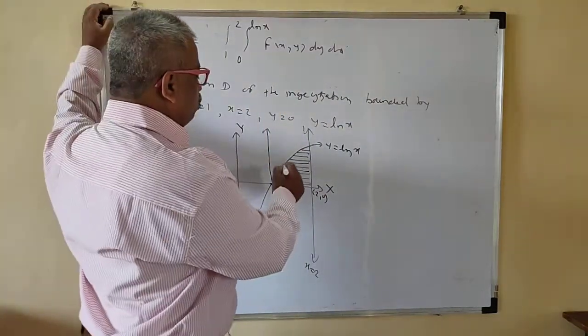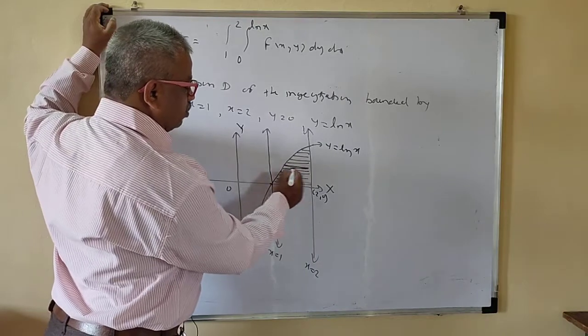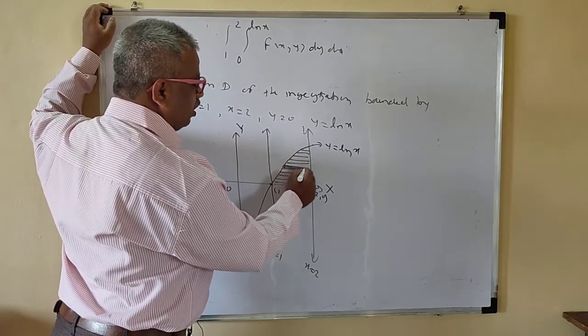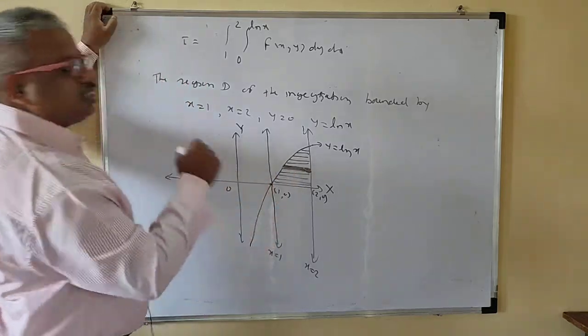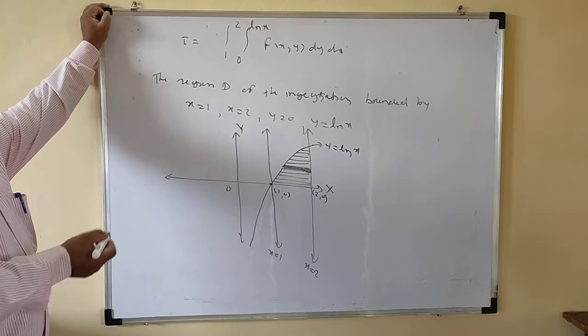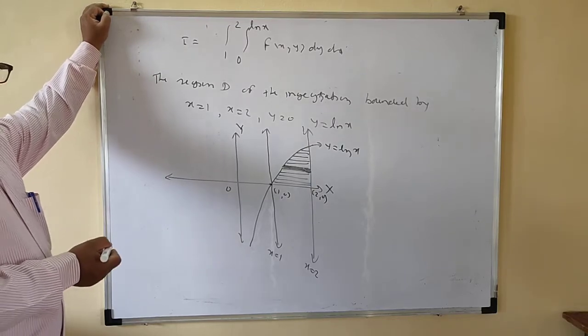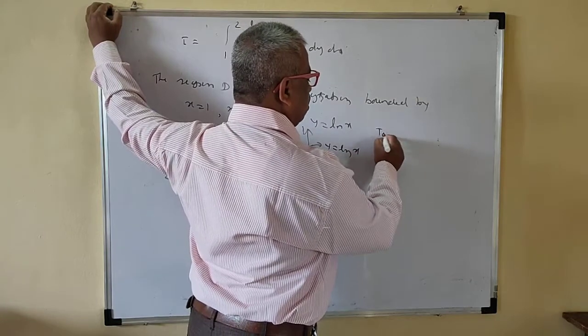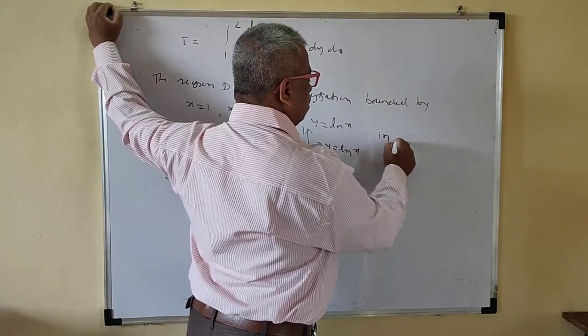Okay. So now we have to draw a strip parallel to x axis. So we draw a strip parallel to x axis. This will be your strip parallel to x axis. This is very important, strip parallel to x axis or y axis. Without this, you cannot evaluate the limits of x and limits of y.